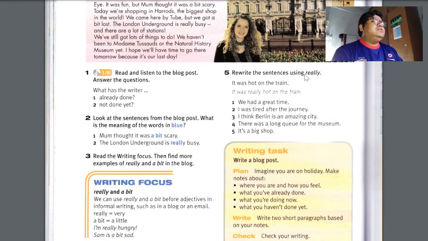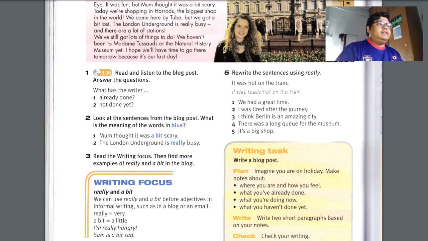Rewrite the sentences using really. Okay, tadi a bit, now really. Really ni maksudnya betul-betul very. Another word is very. Okay, contohnya kat sini, it was hot on the train. Kalau tadi dia kata it wasn't really hot, so it's cold. It's a bit cold. It wasn't really cold, so but it's a bit cold. Okay, kalau yang ni memang betul-betul it was hot on the train. So we can also say it was really hot on the train. Okay, it's very easy. So macam ni kita nak tulis ayat yang number.